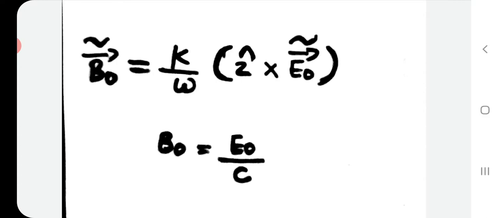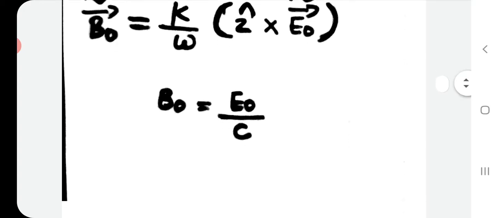If we substitute for k and omega, we have seen we can get B0 equal to E0 by c. That is, the real part of the complex amplitude of the magnetic field is equal to the real part of the complex amplitude of the electric field over c. This is the relation connecting magnetic field and electric field. So in an electromagnetic wave, the electric field and magnetic field are closely related by this relation.